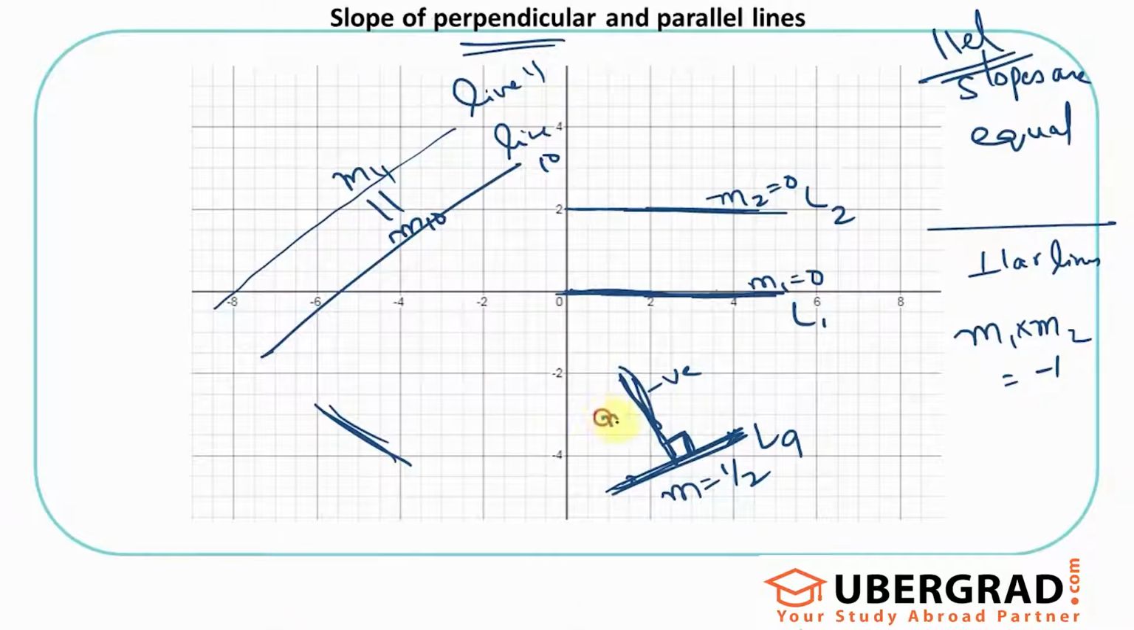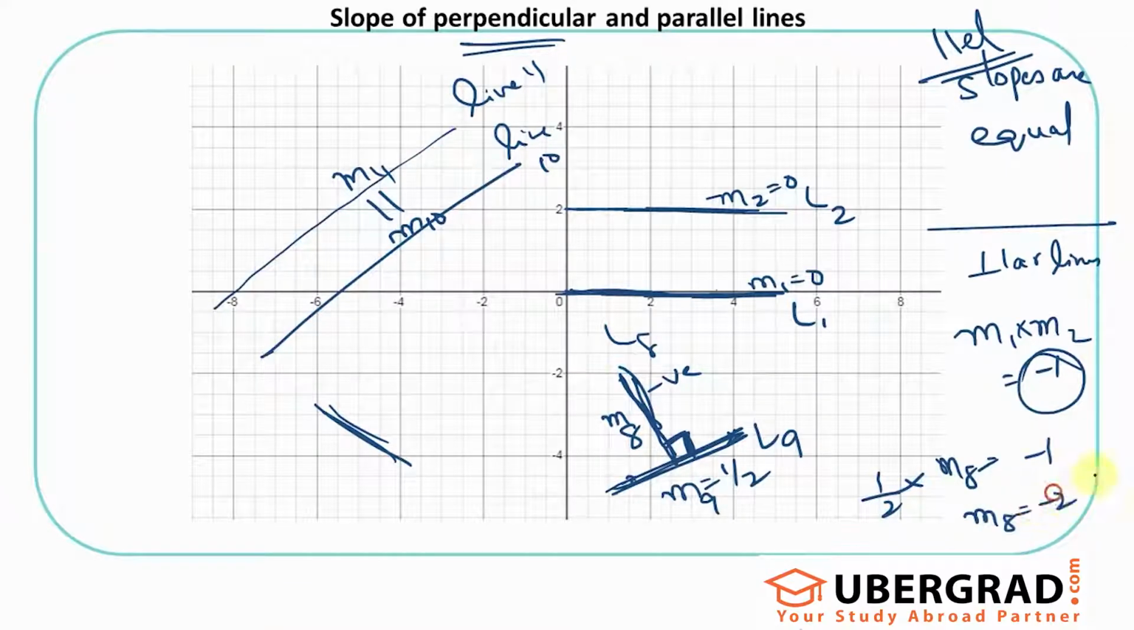But anyway, let's talk about line 8. This is line 8 and this is line 9. So line 9 is 1 by 2. The product of this 1 by 2 into this line's slope should be equal to -1, because I'm saying they are perpendicular. So automatically the slope of m8 is -2. So that's a negative slope. That's how you find the slope of perpendicular lines.